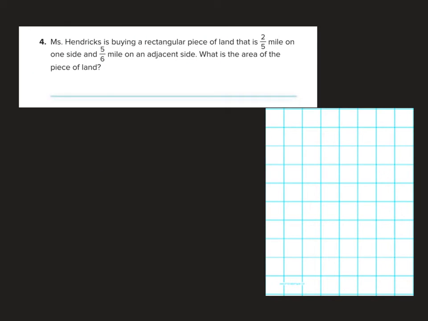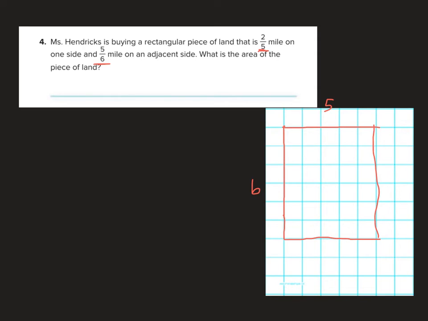Jiminy Christmas. This girl likes to shop. Okay, Miss Hendricks is buying a rectangular piece of land that is 2/5 of a mile on one side and 5/6 of a mile on an adjacent side. So here is my model. I looked at my denominators, 5 and 6. So this side has 5 and this side has 6 on it.